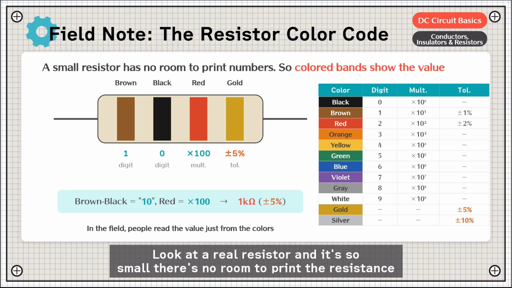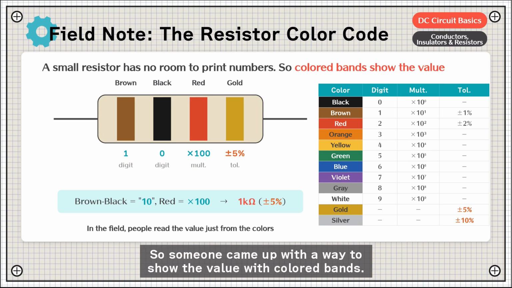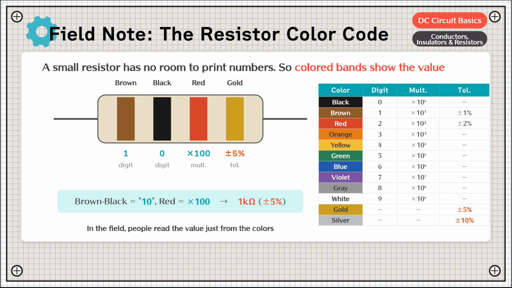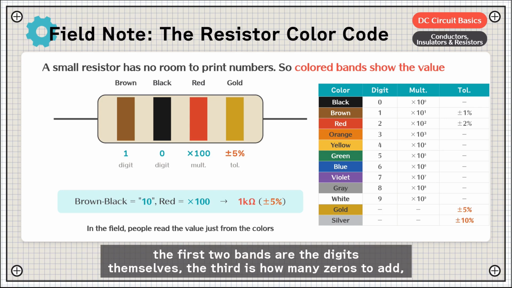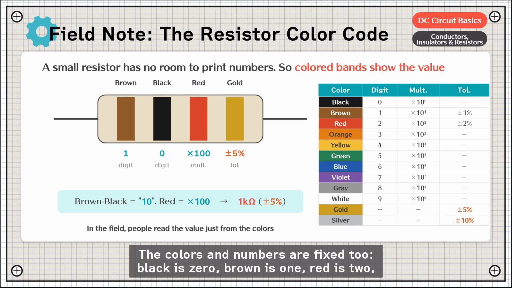Look at a real resistor and it's so small there's no room to print the resistance value as numbers on its surface. So someone came up with a way to show the value with colored bands. It's called the color code, and it's set as a worldwide standard. For example, in the common 4-band type, the first 2 bands are the digits themselves, the third is how many zeros to add, and the fourth shows the size of the tolerance. The colors and numbers are fixed too. Black is 0, brown is 1, red is 2, and so on.